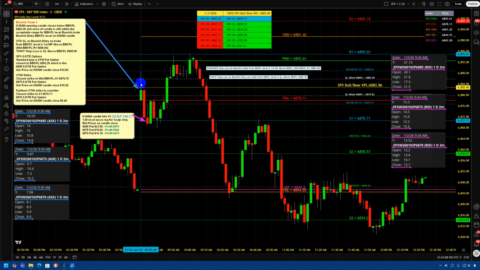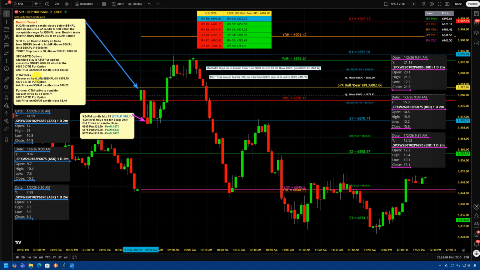We're also waiting for the close of the candle to make our purchase of the option, because if this candle had instead continued and closed above, then instead we would be looking at a bullish entry instead of a bearish entry. So you're waiting for the close of the 2-minute candle for your entry. The ask price on the 9:30 a.m. candle close on the 68.85 put option is $14.80. Here's the data box here for that.